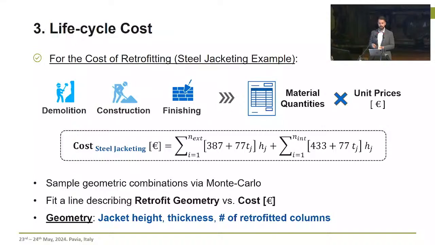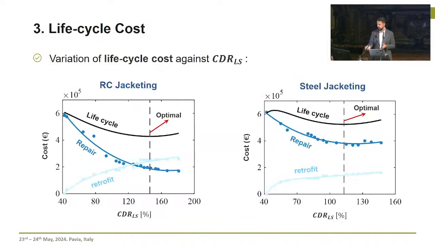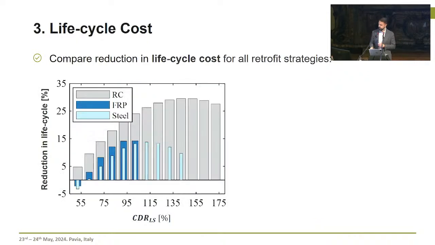Cost of retrofitting as a function of the geometry. The equation that we see here is, but I do also have ratio of the retrofitting. We observe here that as long as we improve the seismic performance, until reaching an optimal beyond which the life cycle cost is not going to decrease, instead it's going to increase.